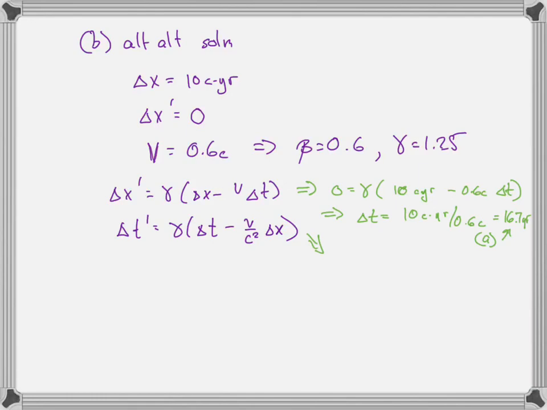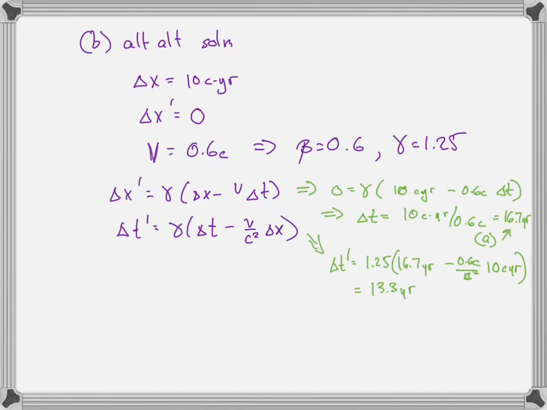And then part B can be gotten from the second equation. We get delta t prime is equal to gamma, 1.25, times delta t, which we just figured out was 16.7 years, minus 0.6 c over c squared times delta x, which is 10 light years, plugged in, and we find delta t prime is 13.3 years. Just do the math, plug it into your calculator. That comes from the Lorentz transformation.